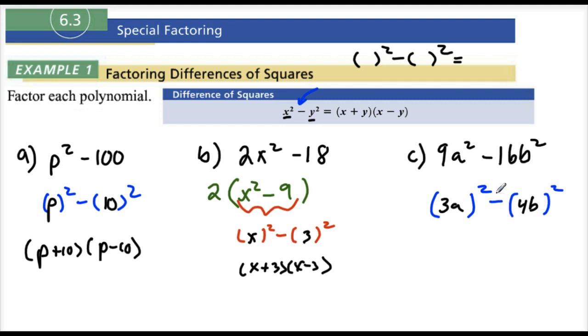So since this happens to fall in this pattern, then the answer is just 3a plus 4b and 3a minus 4b. And that would be it.